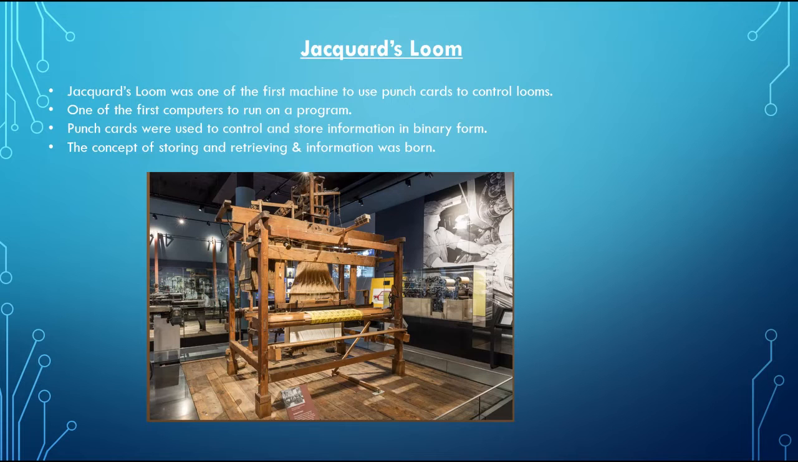The Jacquard Loom was one of the first machines to use punch cards to control beams. Now, punch cards are one of the first means to program a computer. They are basically cards with holes on them. The holes represent a 0, and the places where there are no holes represent a 1, which was the binary system. These were used to control the beams, and the concept of storing and retrieving information was born. This was one of the first machines to store and actually retrieve information as the need demands.